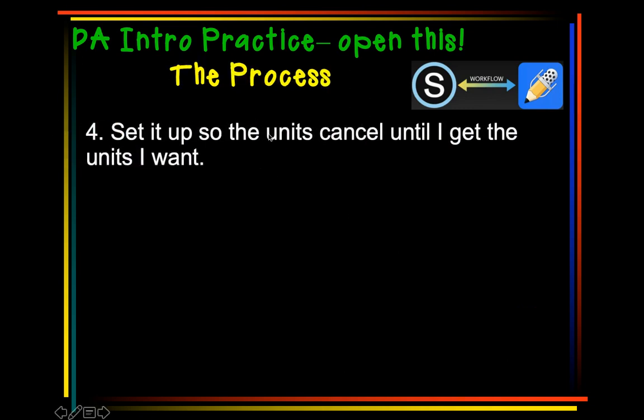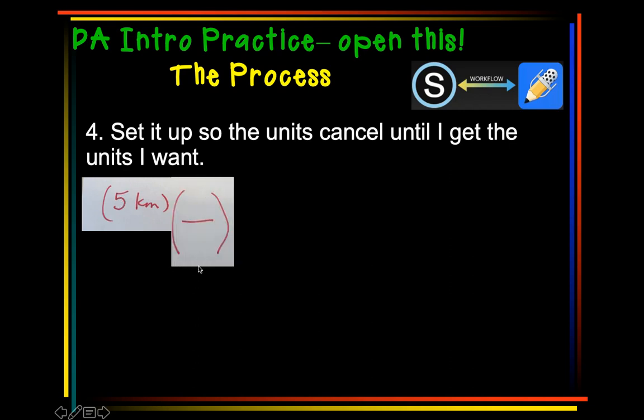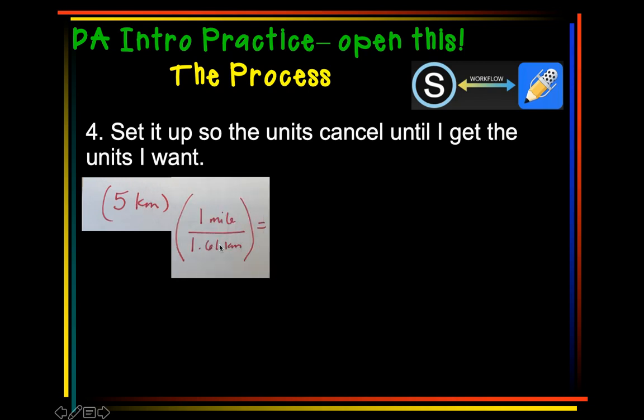Number 4 says, set up the units so they cancel until you get the units that you want. So you write down 5 kilometers. That's the first thing you write down. Write this down with me. Then I need to set up conversions so that kilometers will cancel. Remember that dividing rule: if you have the same thing on the top and the bottom, that is canceling. So I'm going to put the 1.61 km part of my conversion on the bottom and 1 mile on top. So kilometers will cancel. I'm left with miles. That is the units that I want for this problem.